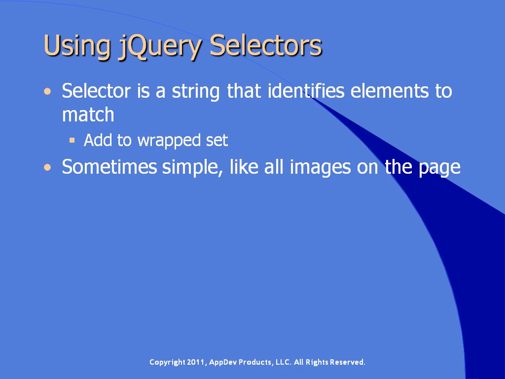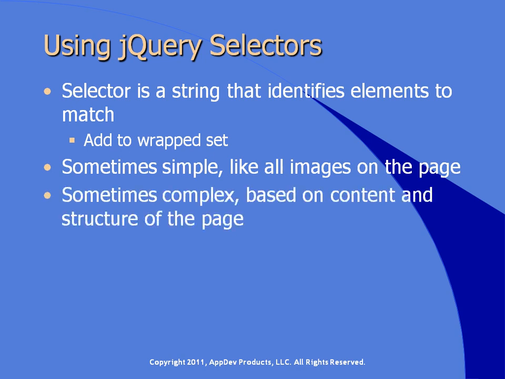Now sometimes you want something simple, like selecting all of the images on the page like I showed you. Other times you need something much more complex, such as maybe to select all of the elements that have the class named highlight, that are the last elements in a group series and contain a link. The jQuery selector syntax can easily handle that kind of a complex selector.